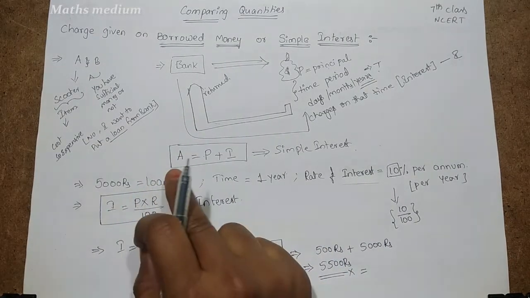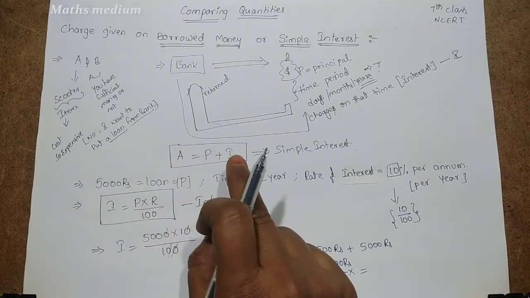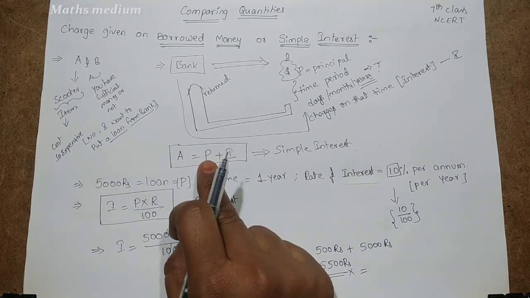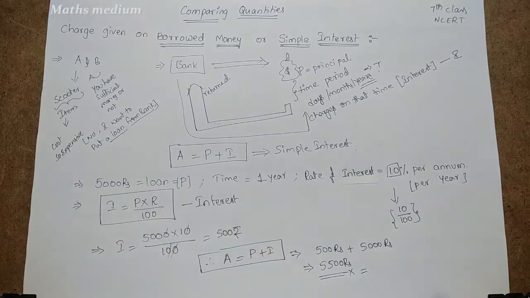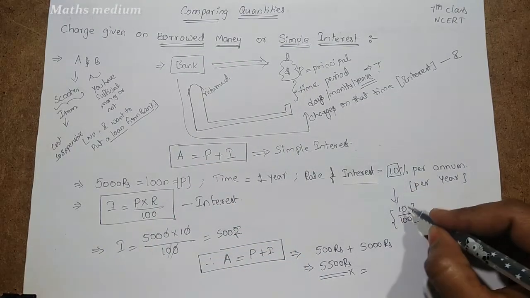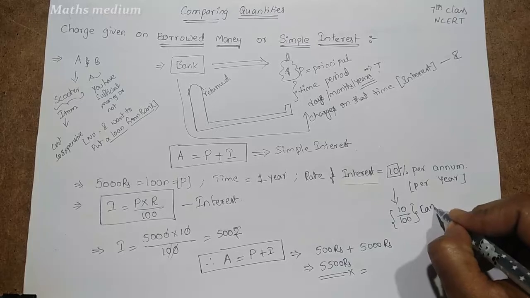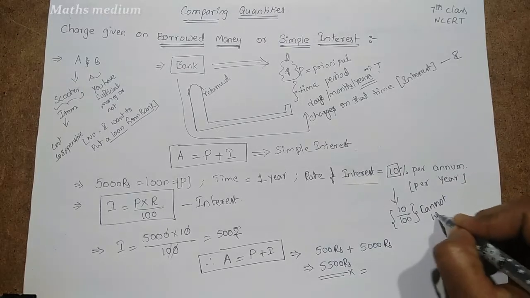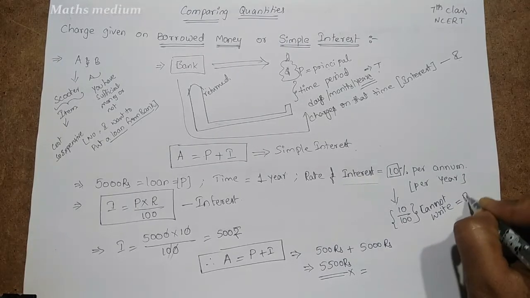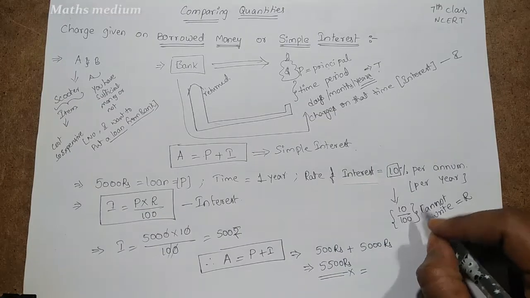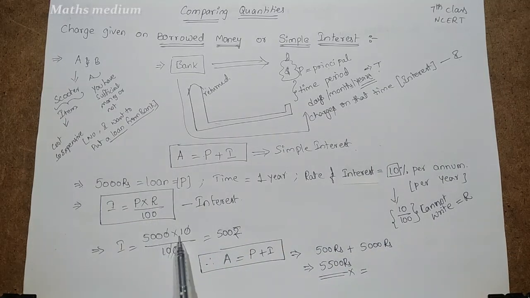And if the amount is given and the interest is also given, we have to find the P also, vice versa. In this case we cannot write R as 10 by 100. We have to write R is equal to 10 only.